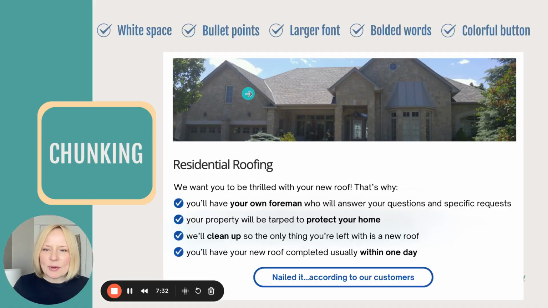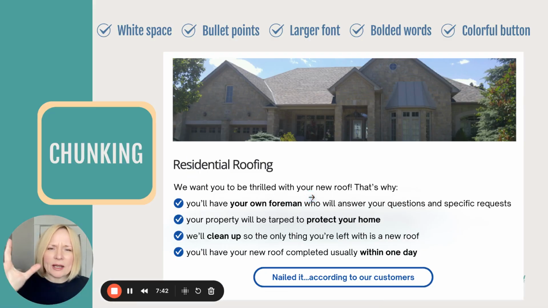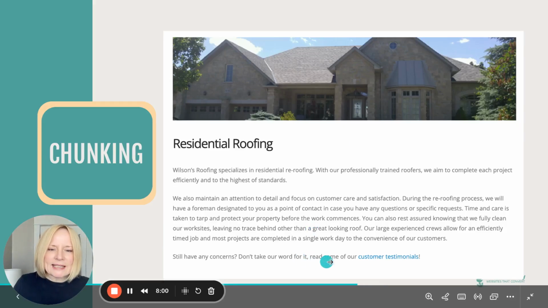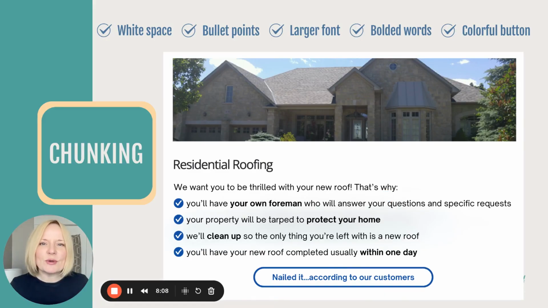We're going to add white space. Right here, you see much more white space. We're going to add these nice colorful bullet points. Because we've gotten rid of some of the copy and condensed it, we now can use a larger font. We're going to bold words that are important for those people who are coming to your website and they're skimming. And we're going to have this colorful button instead of what they had previously, which was "read some of our customer testimonials." We're going to change that to a nice colorful button that's saying "nailed it according to our customers," add a little bit of humor in there.